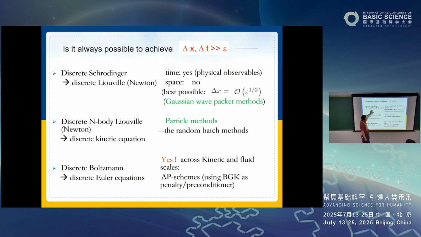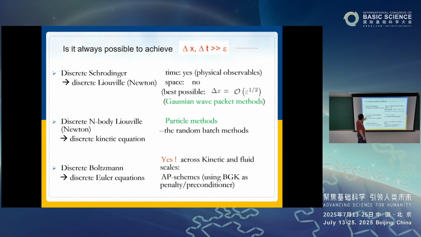And this is very challenging actually, and the best we can do is that for time, we can design a scheme where delta t can be independent of epsilon if you only want to compute observables. But for space, the best you can do is actually delta x has to be square root of epsilon. So that's the method known as the Gaussian wave packet method. Like Xu Yang here from Santa Barbara, he's an expert on these kinds of things.